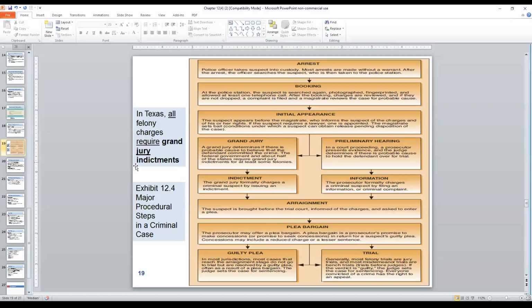Here's a little reminder, it's a Texas-specific requirement. You're not going to find this in the textbook, so I draw your attention to this because this is information that can be covered in a test. In Texas, all felony charges require grand jury indictments. Now, you may have a few questions about that. One question might be, well, when we were looking at the Bill of Rights, let me flip back here.